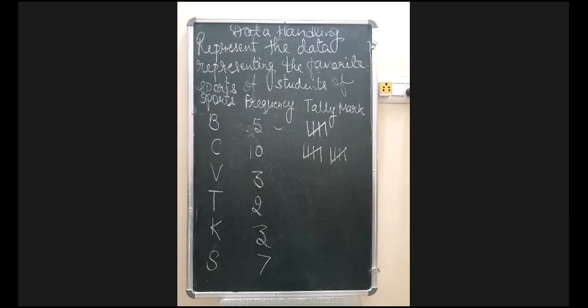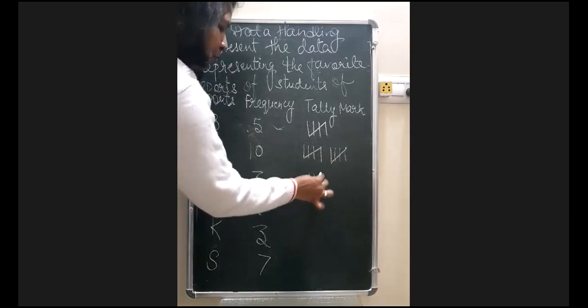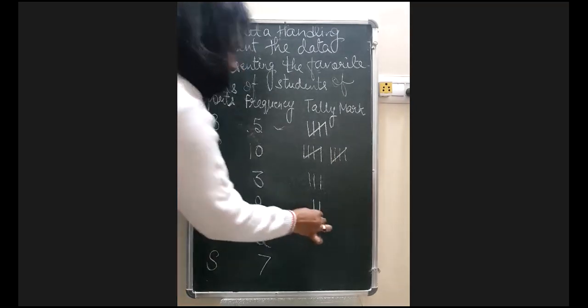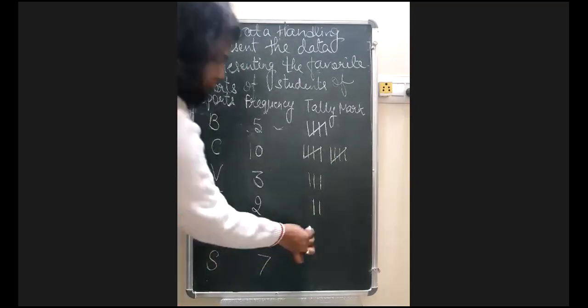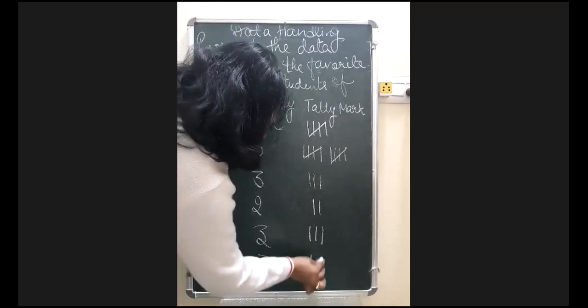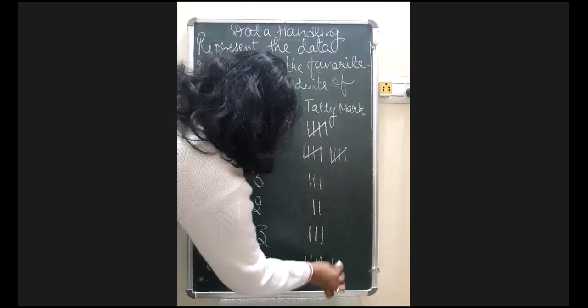Now moving on to 3: 1, 2, 3. This is 3. Now moving on to 2: 1, 2. This is 2. Then 3: 1, 2, 3. Now 7, skating: 1, 2, 3, 4, 5, 6, and 7.